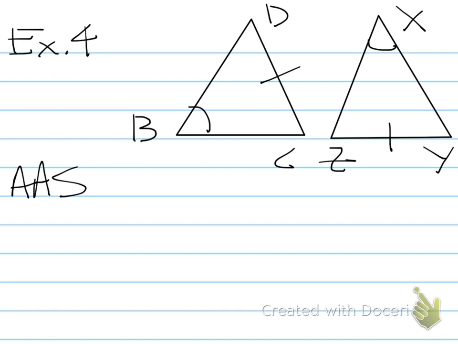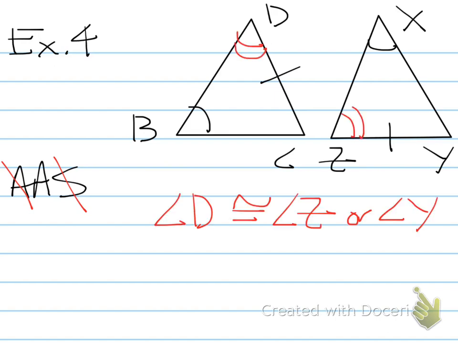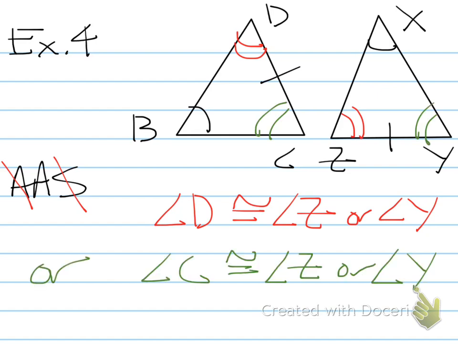Here we have an angle and one side congruent, so we can mark those off. So we need another angle such that the side that is marked congruent is a non-included side. So either angle D or angle C, either one would work. So angle D is congruent to angle Z or Y, and angle C is congruent to angle Z or Y.